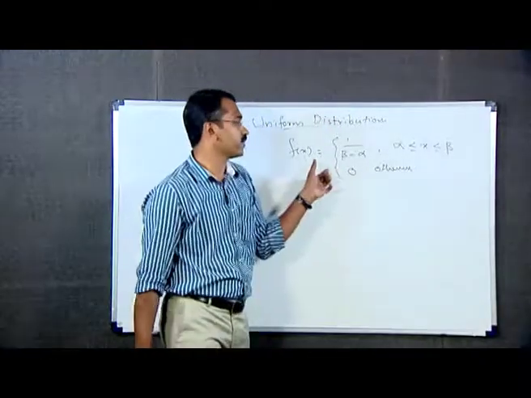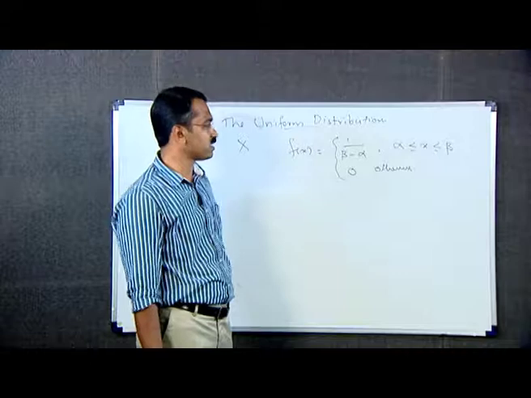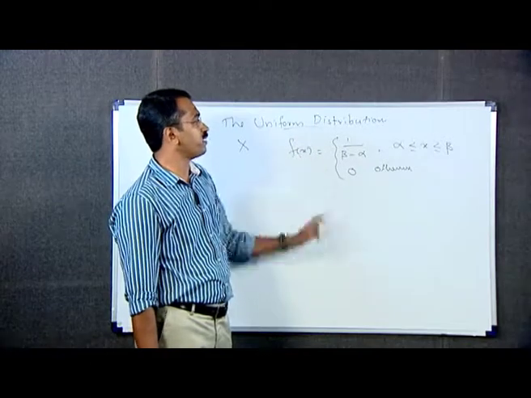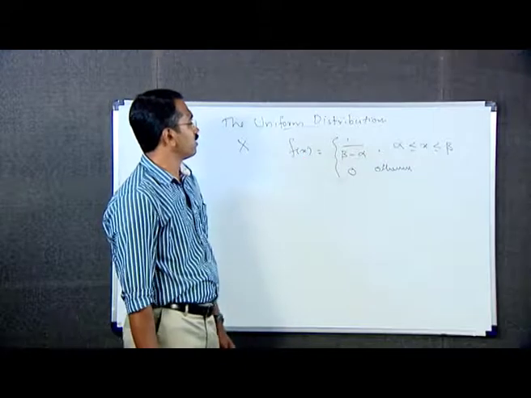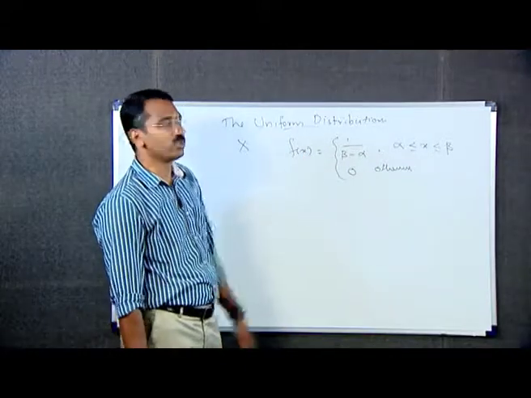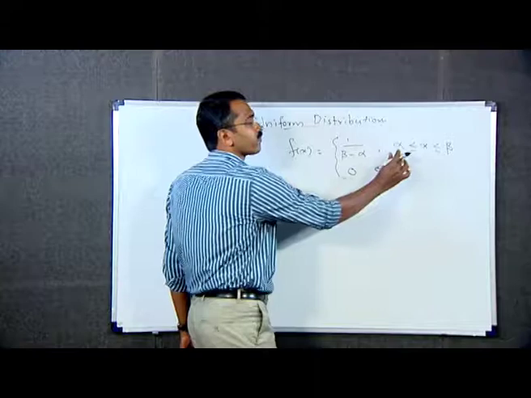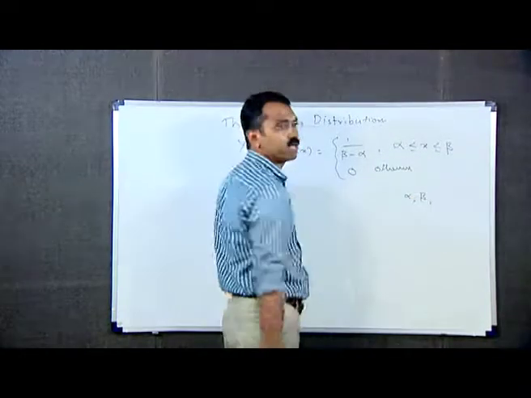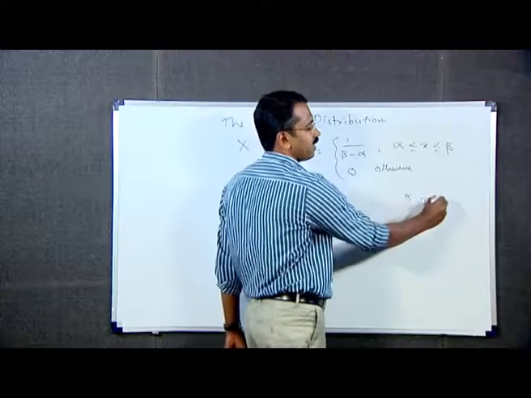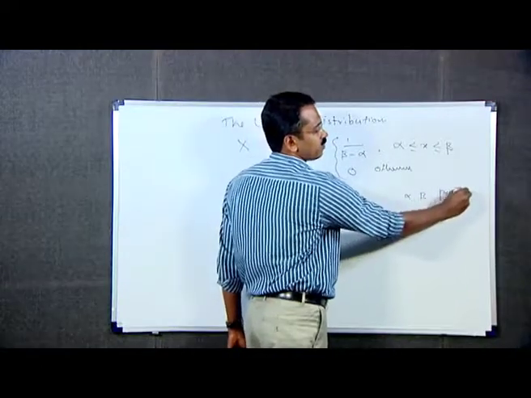This is the PDF, that is probability density function of the capital X, where x follows uniform distribution. Here alpha and beta are two constants. They are called the parameters. Alpha and beta are the parameters of the distribution.